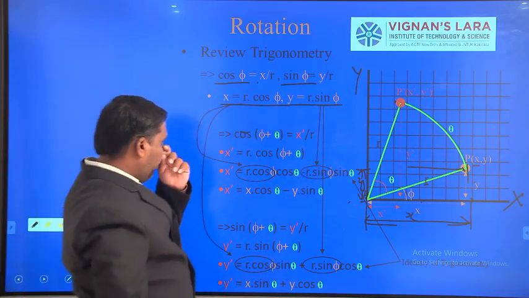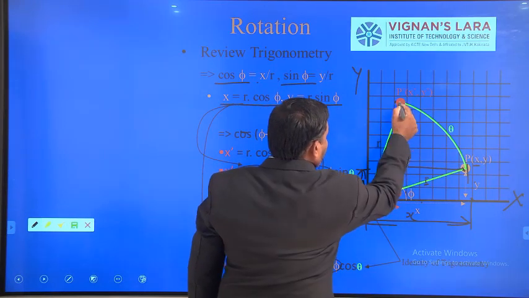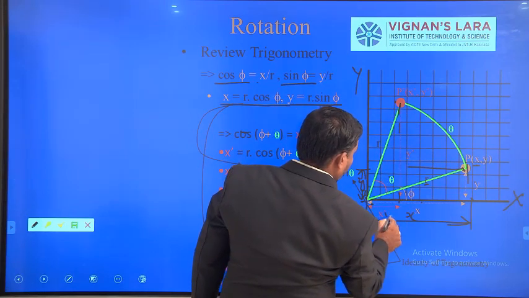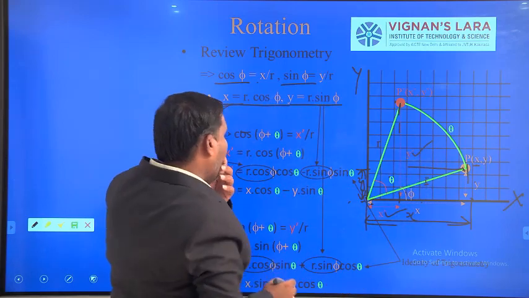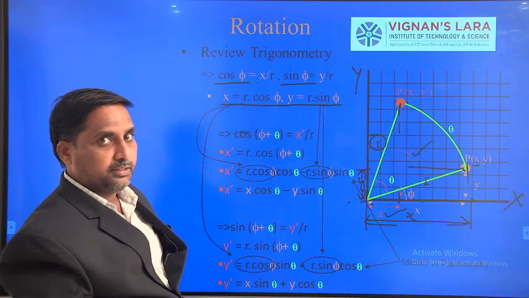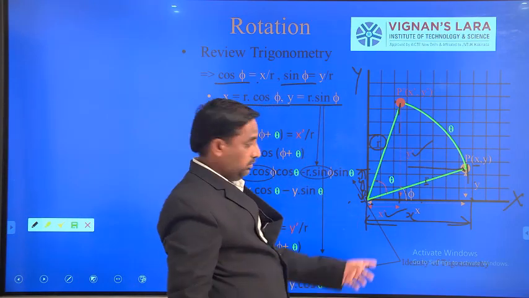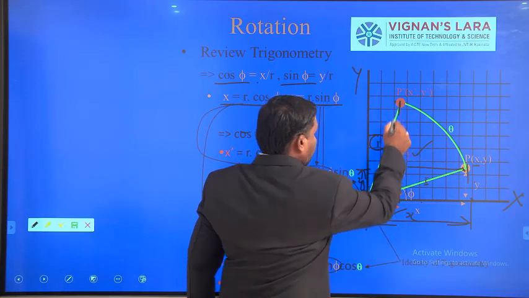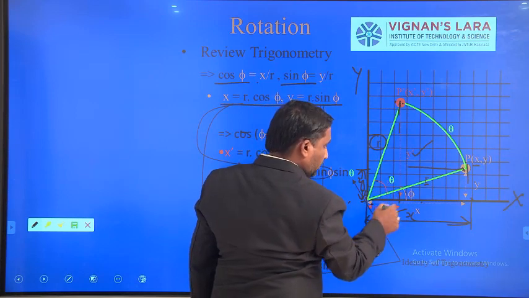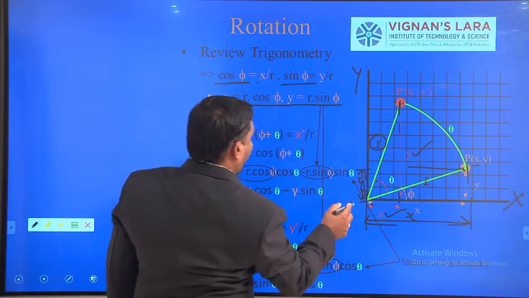Next, go for theta plus phi. This point is x dash and y dash, and the distance between origin and P dash is r. Now again consider the x coordinate. The line from origin to P dash makes an angle of phi plus theta with the x axis. Hence you need to consider theta plus phi as cos of theta plus phi.